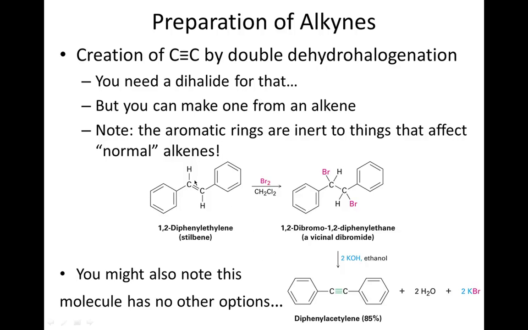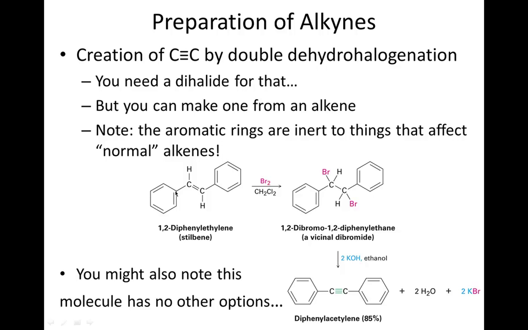And it says up here in the notes that aromatic rings are inert to these conditions. In other words, aromatic rings are not alkenes. They really are different. Even though they kind of look like alkenes, they're really not. They don't act like that at all. So you can do this kind of reaction on the alkene and not bother the aromatic rings.